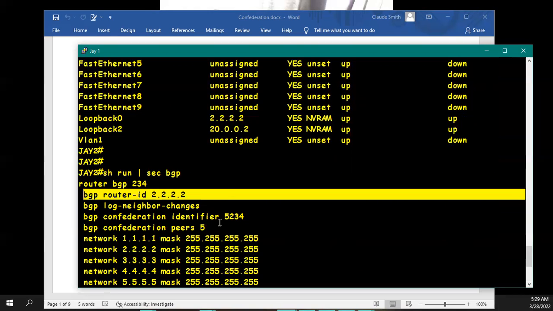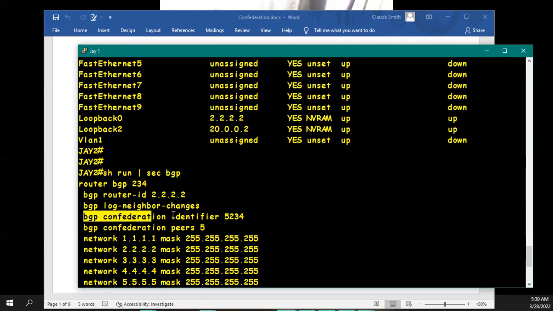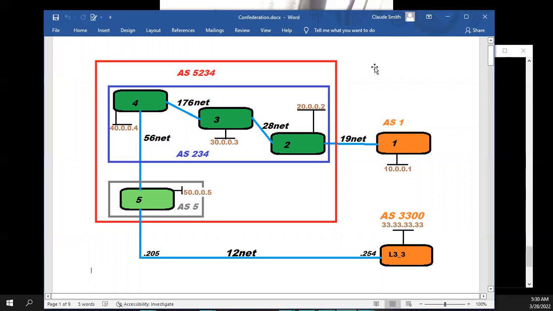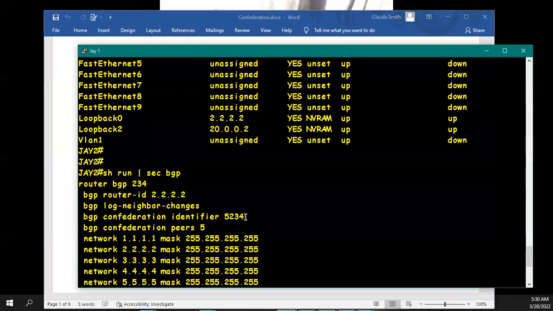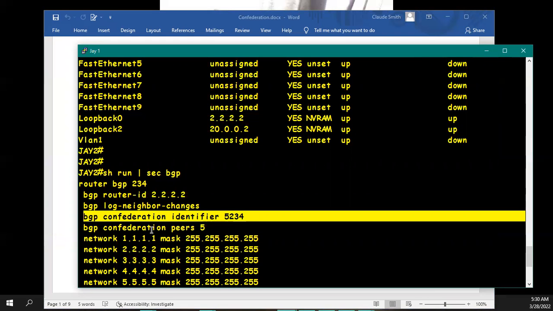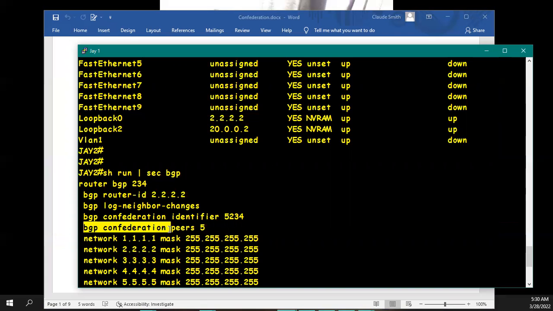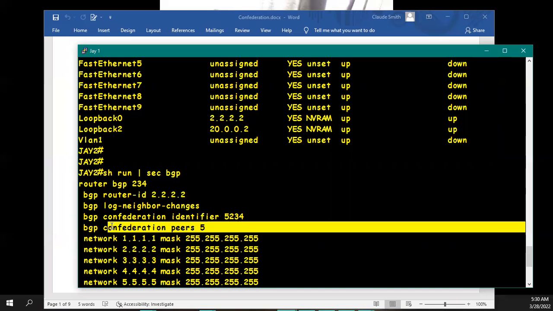Now here's the thing that we got to be vigilant on. We know that this router is actually part of a confederation, and we are identifying this confederation as, like you see up here in the red, 5234, and that's what you see here under this BGP configuration. Now, on top of that, we also have to identify a confederation peer that we have within autonomous system 5234. This is where your sub-autonomous systems come in.